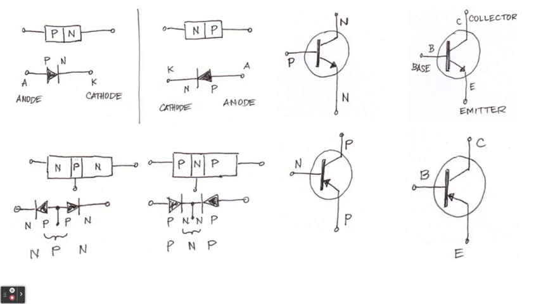Now, what if we put together the N-type, P-type, and N-type? So it will look like this. It's like two back-to-back diodes, which has N-type, P-type, another P-type, and N-type. Therefore, it looks like the NPN.